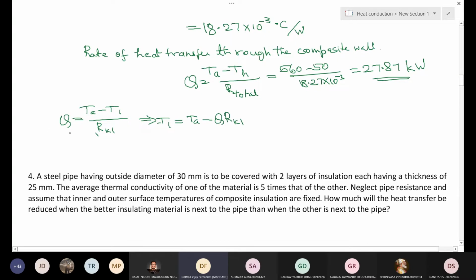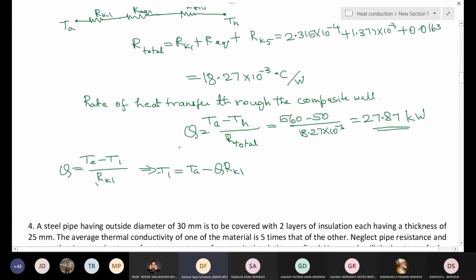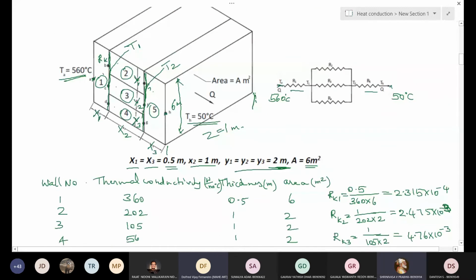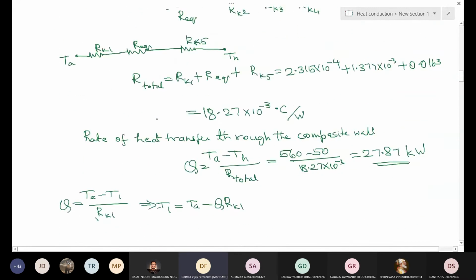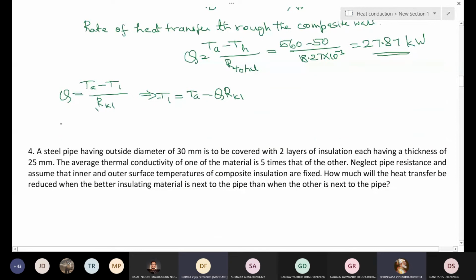And for the second interface, we have the fifth wall. We can use the last wall and simply say that T2 minus TH divided by the resistance of the last wall, RK5. So T2 equals TH plus Q into RK5.